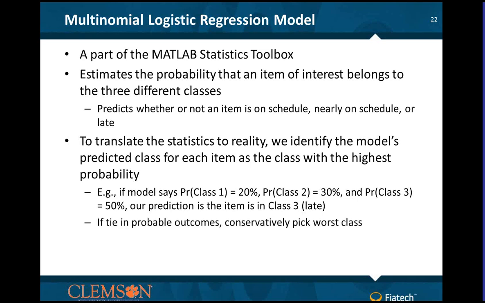If there's a tie, if for some reason 2 classes are at 40% and one's at 20%, we're going to conservatively pick the worst case, assuming that it's not going to be on time, it's going to be a little late. So we're going to be conservative in our estimates in terms of our prediction.